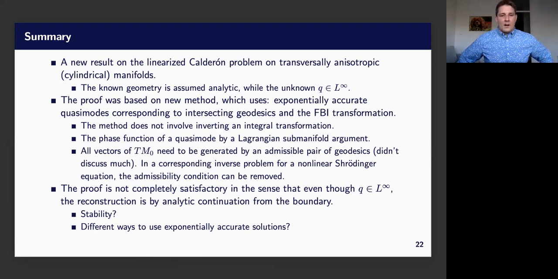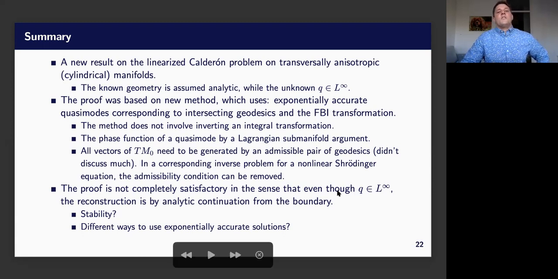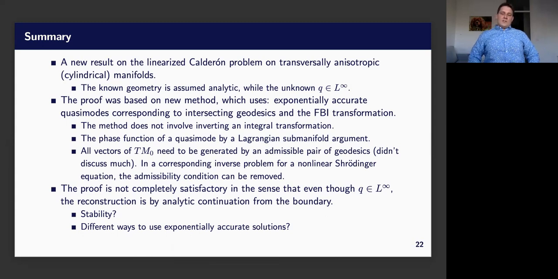Then I remind you that we had this construction of the phase function of the Gaussian beam. Sorry, this quasimode should be Gaussian beam. The phase function of the Gaussian beam was constructed by a Lagrangian submanifold argument. I like that argument, and maybe you haven't seen that before. And then there was this geometric assumption to solve the linearized Calderón problem, and this was that all the vectors on the tangent space of the transversal manifold needed to be generated by admissible pairs of geodesics. I didn't discuss this condition much.